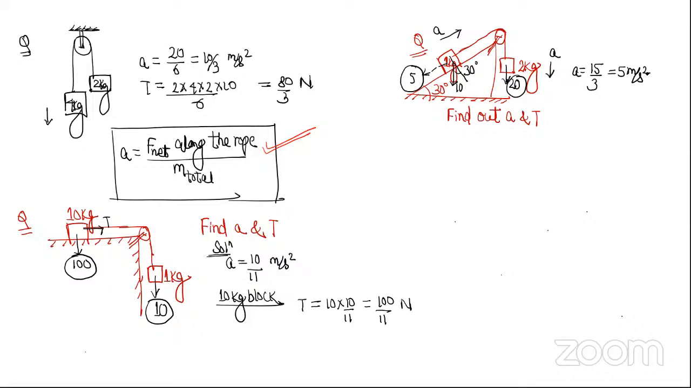Okay, how much will be the tension? For tension, let's write the equation of the 2 kg block. For the 2 kg block, it's 20 minus T equal to m into a. So tension is how much? Tension is 10.